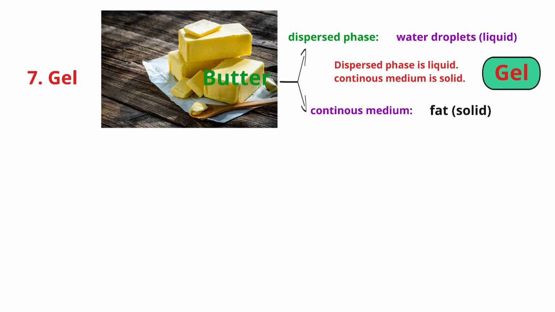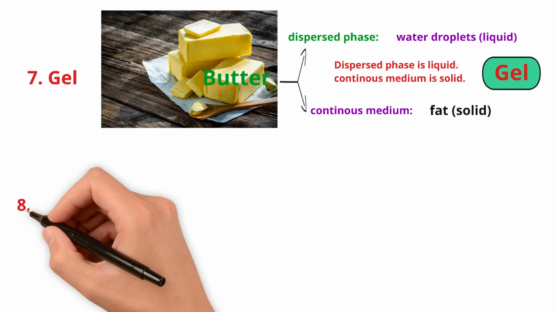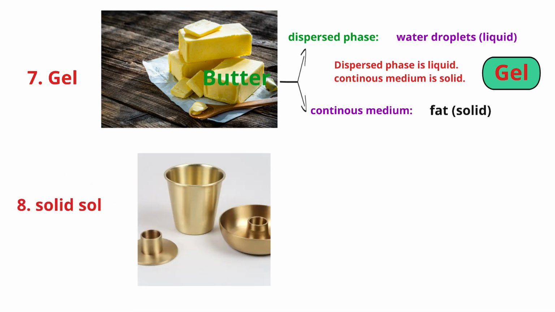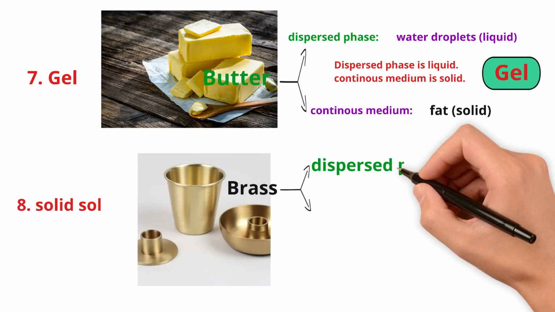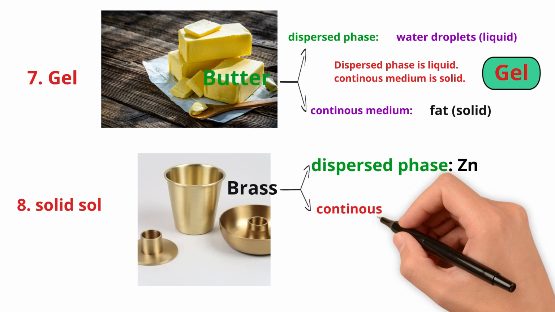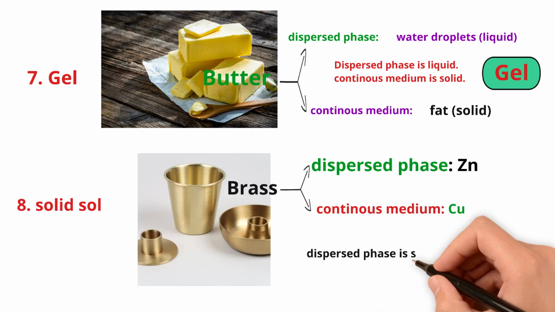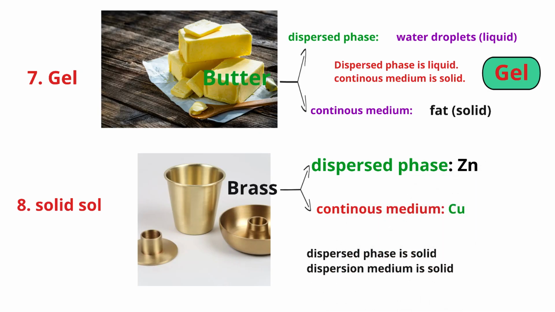And the last type of colloid is solid sol. For example, brass. The dispersed phase is zinc, the continuous medium is copper. When zinc is dispersed throughout the continuous medium, they form brass. Brass is an example of solid sol. The dispersed phase is solid, the dispersion medium is solid, so the type of colloid they form is solid sol.